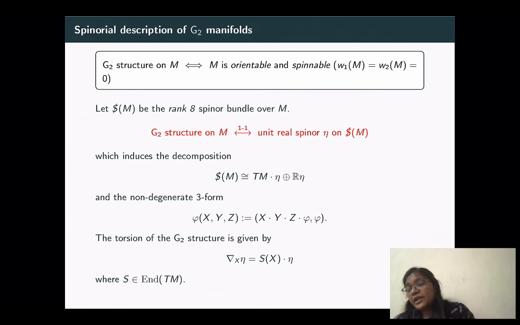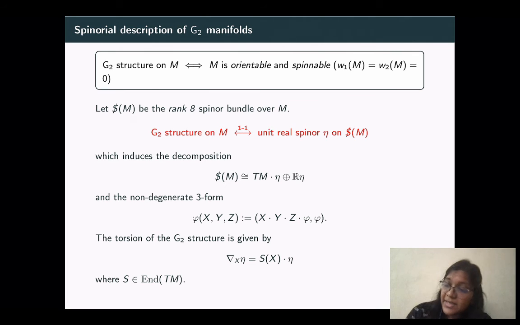And not only can we talk about the spinor bundle, we can define a G2 structure using a unit real spinor eta. So far we have defined the G2 structure using the three-form phi, but we can do so equivalently using a unit real spinor eta on the spin manifold M.